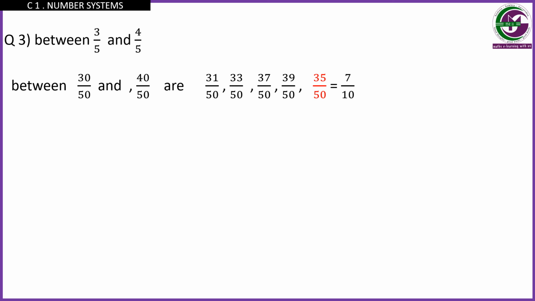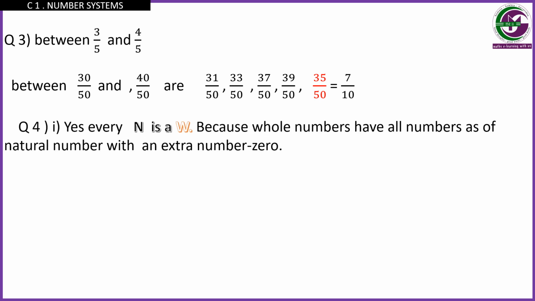Okay, now question number 4 is to say true or false. The first statement is: every natural number is a whole number. All naturals are whole. Yes, it's true, because natural numbers and whole numbers are exactly the same. The only difference is that the whole numbers have an extra number, 0. So all of the numbers in natural numbers are there in the whole numbers.